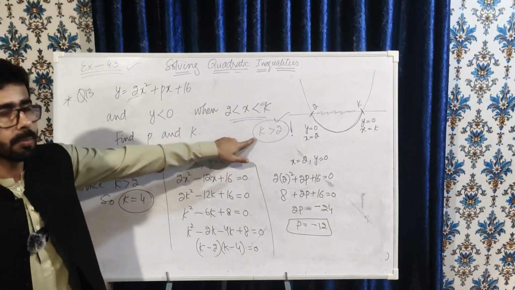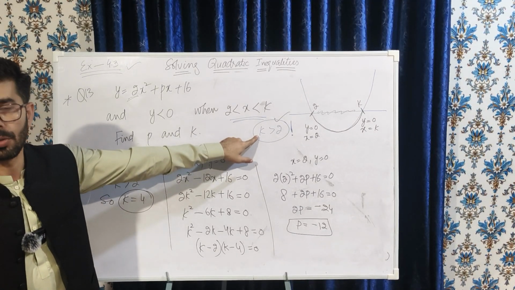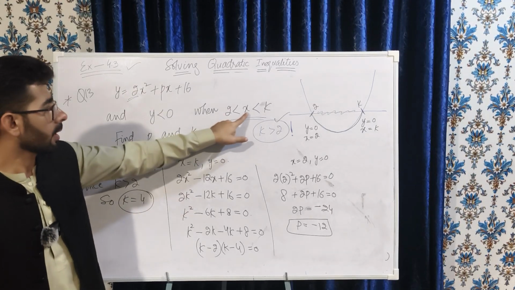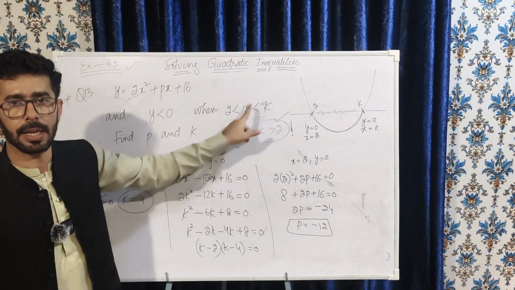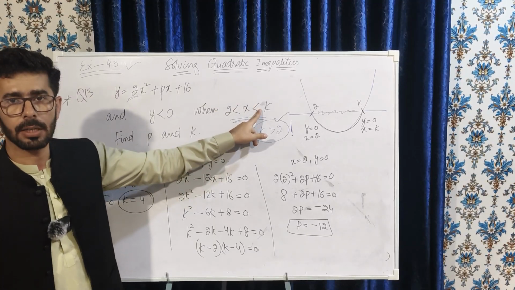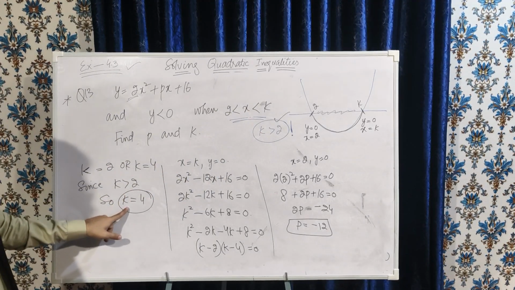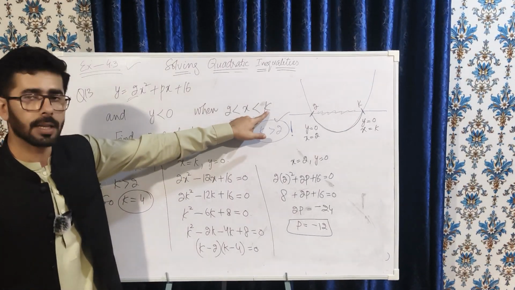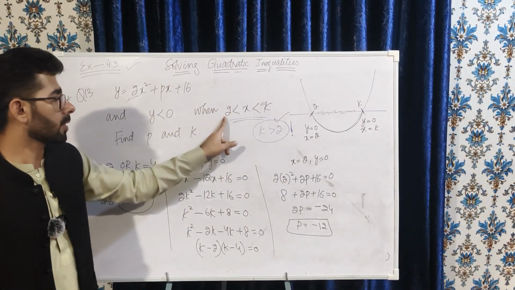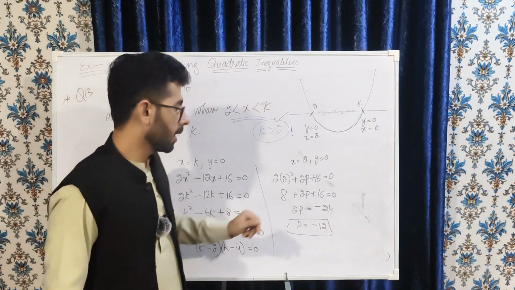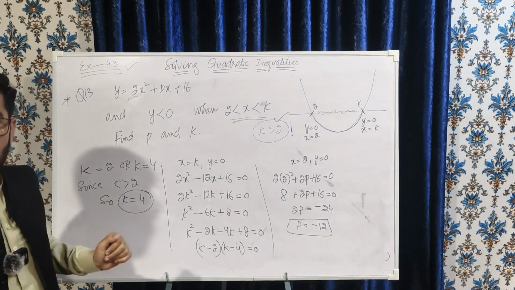I have already mentioned that k should not be less than 2 or 2 exactly, because k comes after 2 and x is bigger than 2. So x cannot lie between 2 and 2, right? The only possible value for k should be 4. If I put 4 here instead of k, I will have x between 2 and 4. So the first root would be 2, the second would be 4. We got the value of k to be 4.